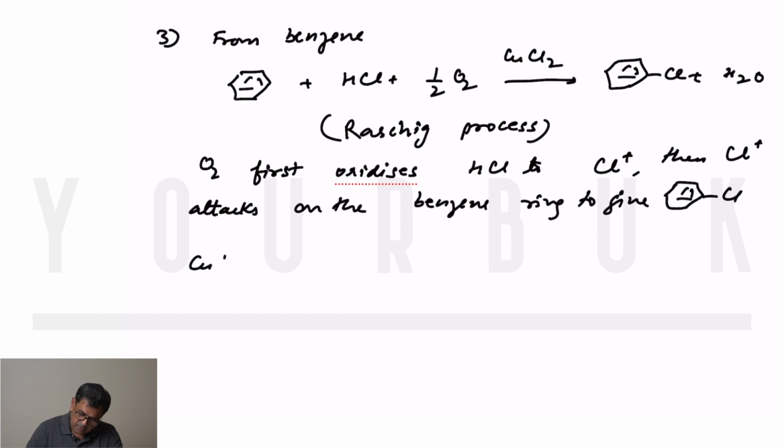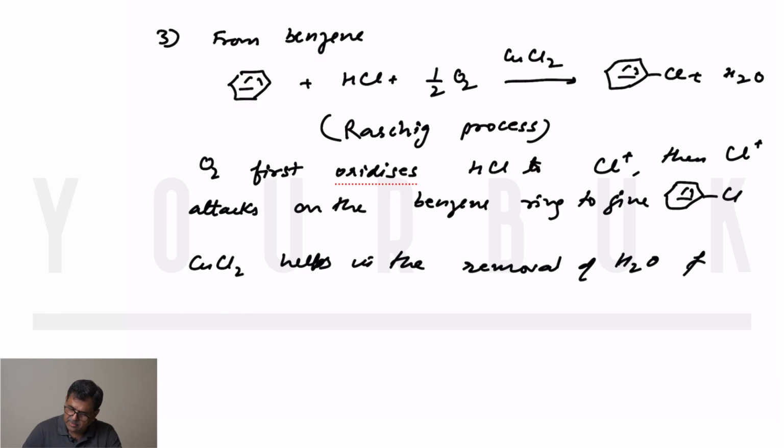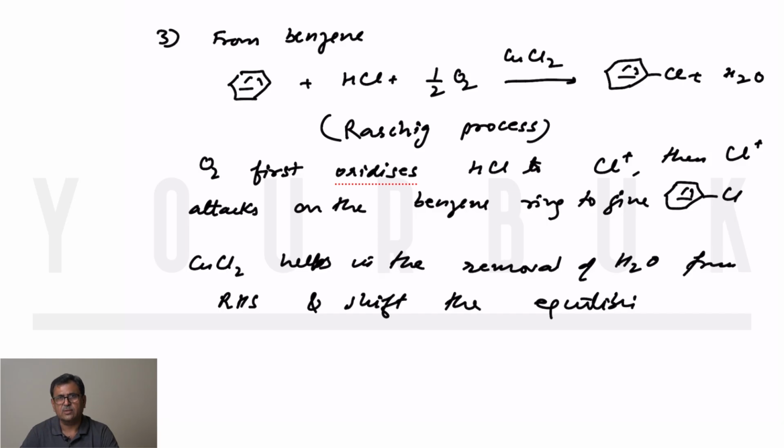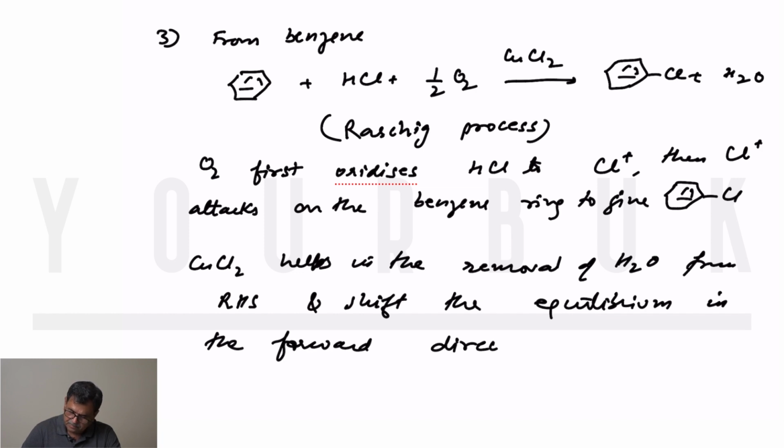So CuCl2 helps in the removal of water from the RHS and shifts the equilibrium in the forward direction. So without an electrophile, benzene H cannot be replaced. So these are the methods of preparation of halobenzene.